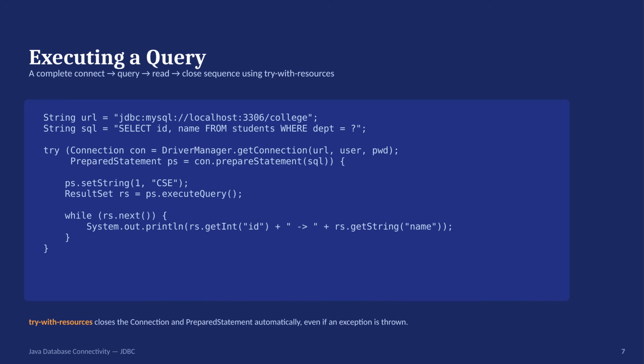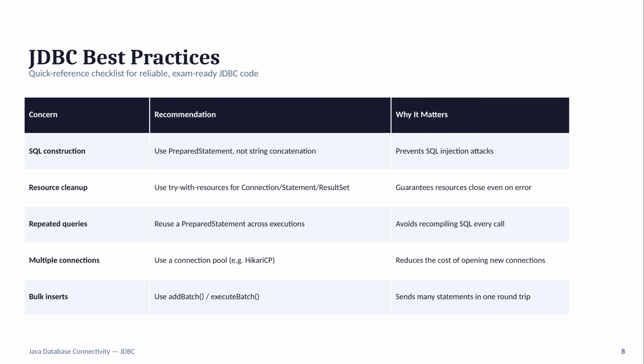Executing a query in JDBC follows a simple process. First, define the database URL and SQL query with placeholders. Next, open a database connection and create a prepared statement. Bind the required parameters, execute the query, and retrieve the results using a result set. Finally, process each row of data and use try with resources to automatically close the connection, statement, and result set, ensuring efficient resource management.